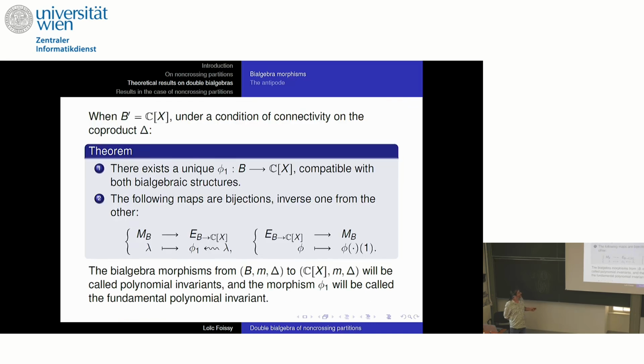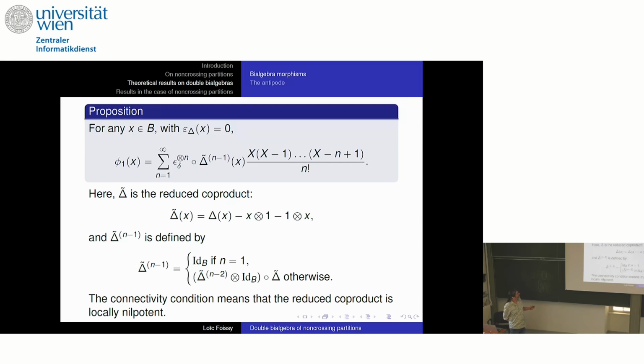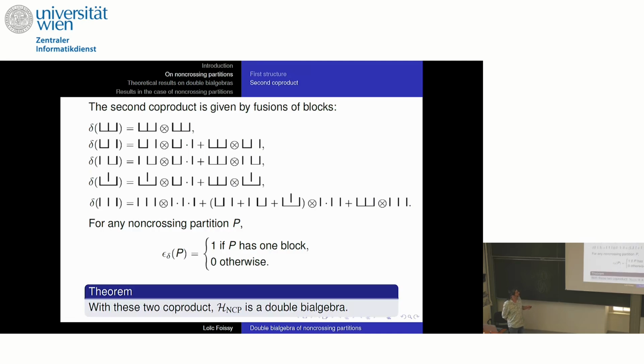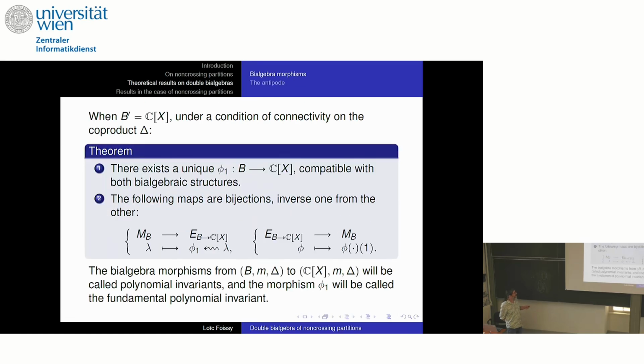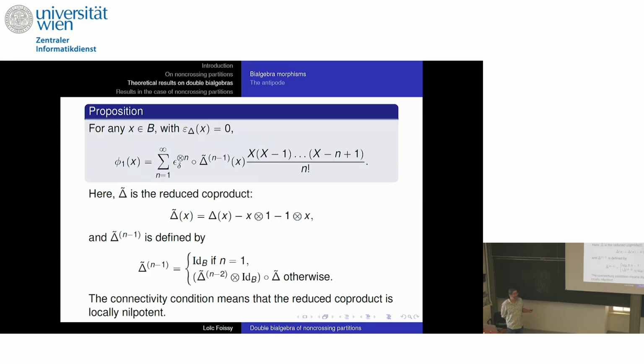So, okay, but how can you compute phi1 with this formula? What does it mean? You have a coproduct. The reduced coproduct is just forgetting the primitive part, x tensor 1 minus 1 tensor x. Maybe you observe that for non-crossing partition, for the first coproduct, you always have a primitive part. You forget it, and this is still co-associative.